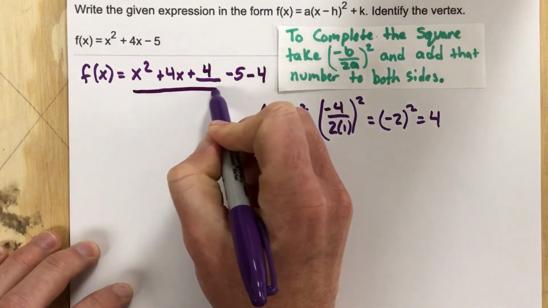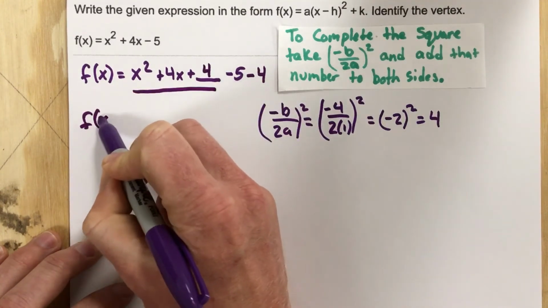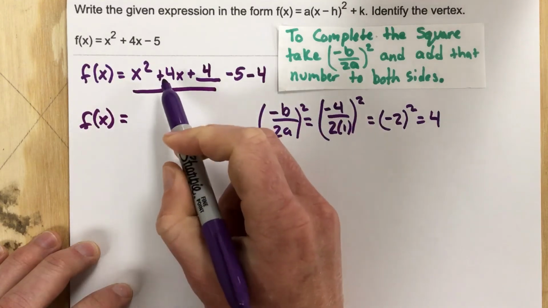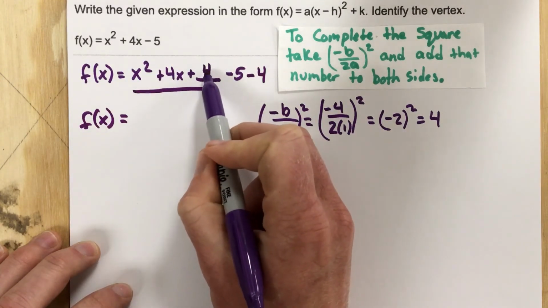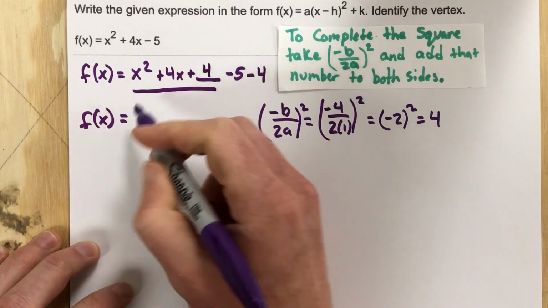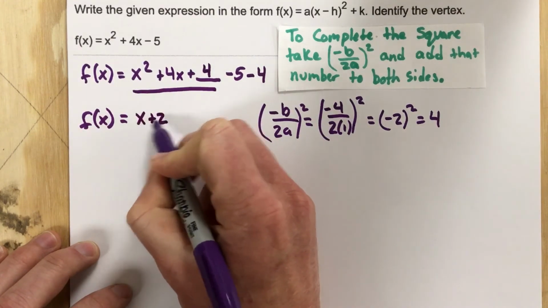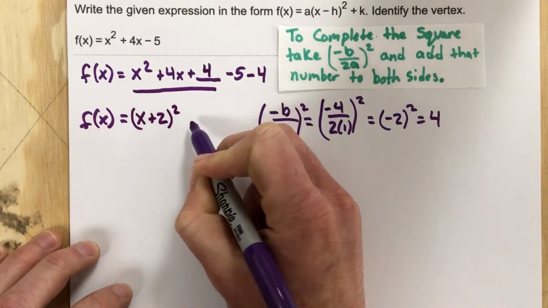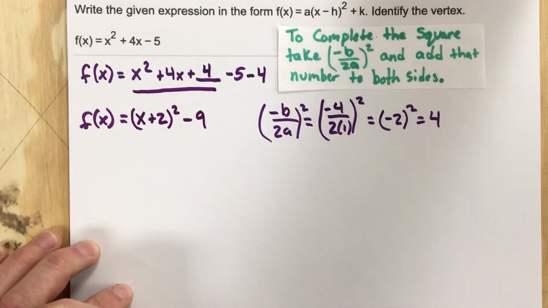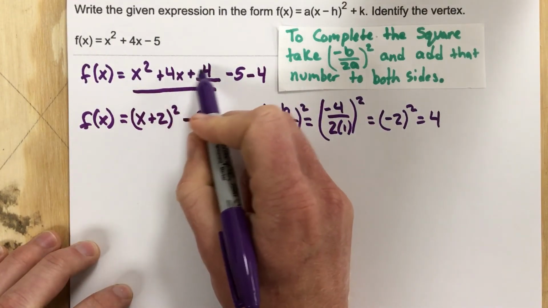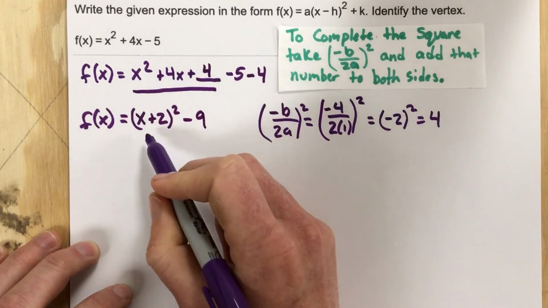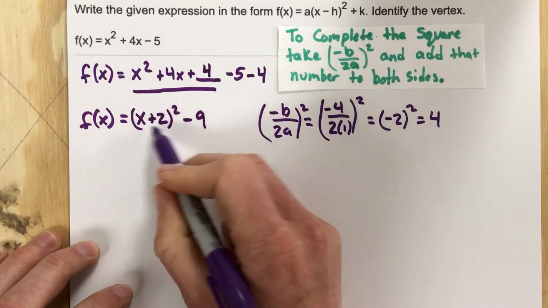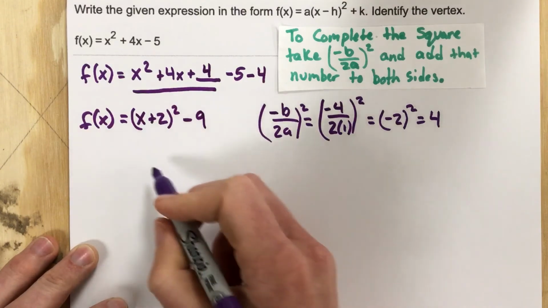This is a perfect square now, so I know I can write this as f of x equals, well, if I factor this, 4's factors are 2 and 2, and 2 and 2 add to 4. So this is (x plus 2) squared minus 9. Right, because 2 and 2 add to 4, and I'd end up with x plus 2, which is (x plus 2) squared.